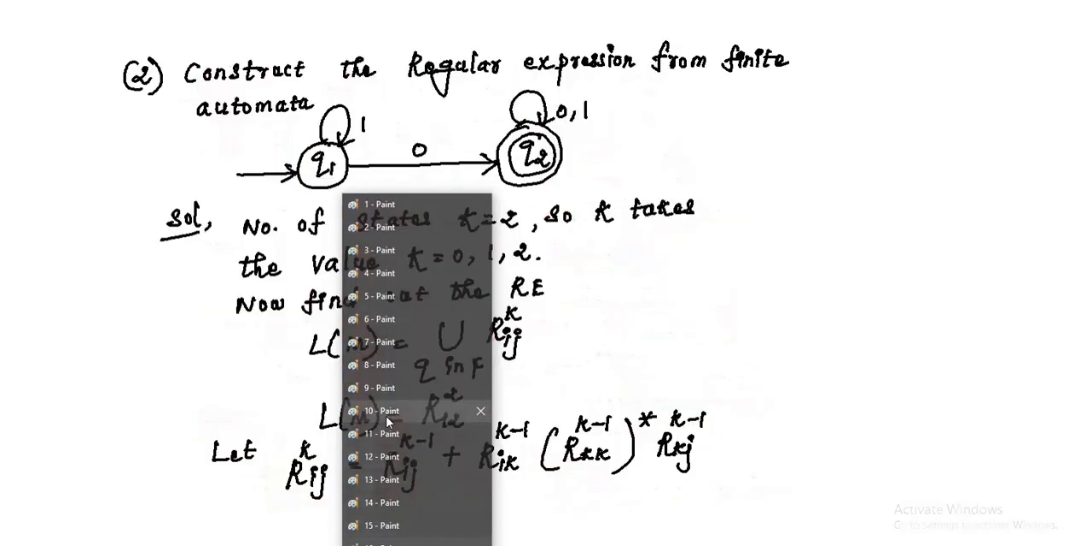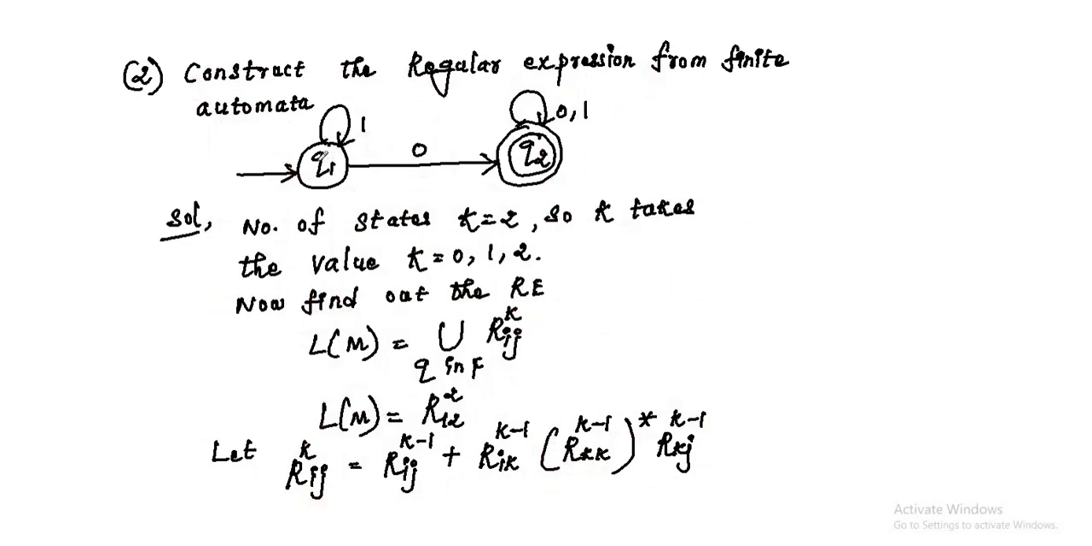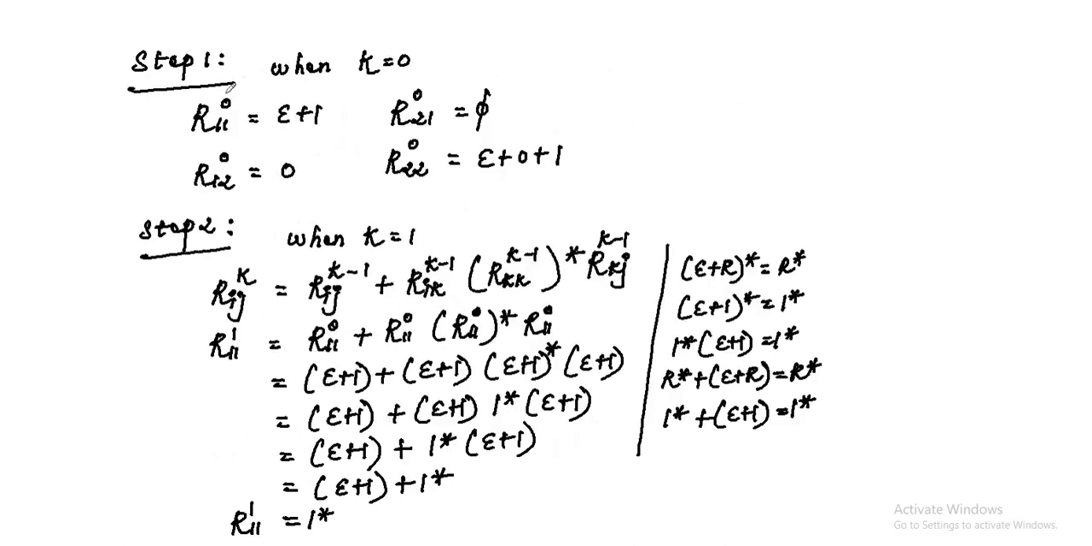In this question, q1 has the self loop 1. Here R11 raised to the power 0 equal to epsilon plus 1. Because the starting state and final state are the same, we need to include the epsilon symbol. So R11 raised to the power 0, because k value is 0, we need to follow the basic rules.